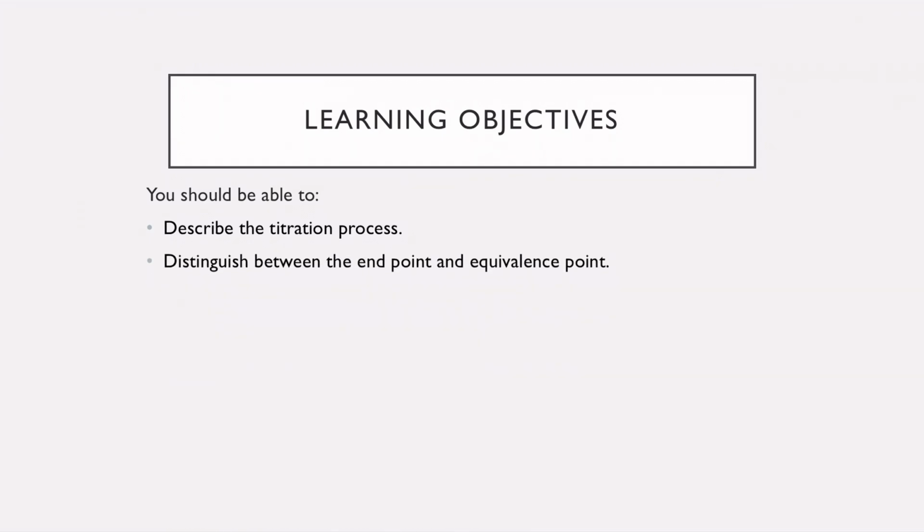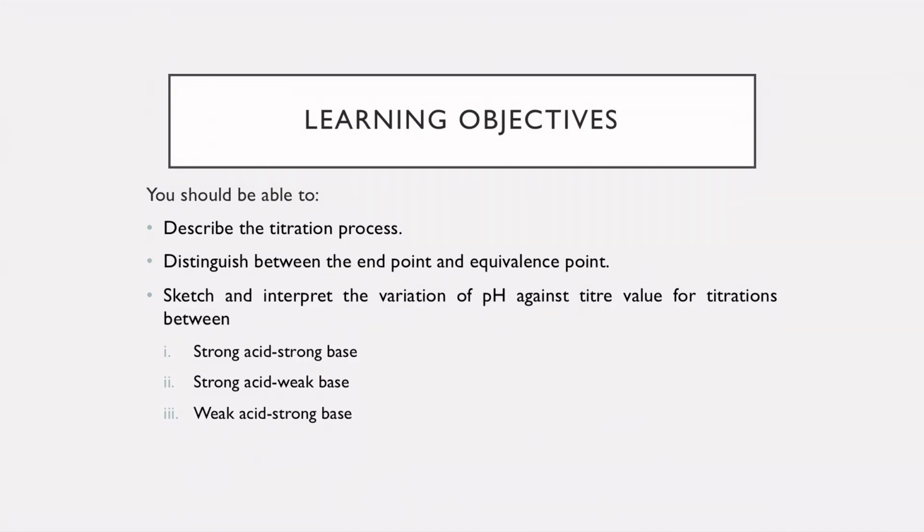I'm not going to go into too much detail for this. Next, distinguish between endpoint and equivalence point, because you already did lab tests and experiments on titration, so you should be familiar with it. Then we're going to sketch and interpret the variation of pH against titre value for these three types of titrations: strong acid with strong base, strong acid with weak base, and weak acid with strong base. And finally, we're going to identify the suitable indicators for our acid-base titrations.